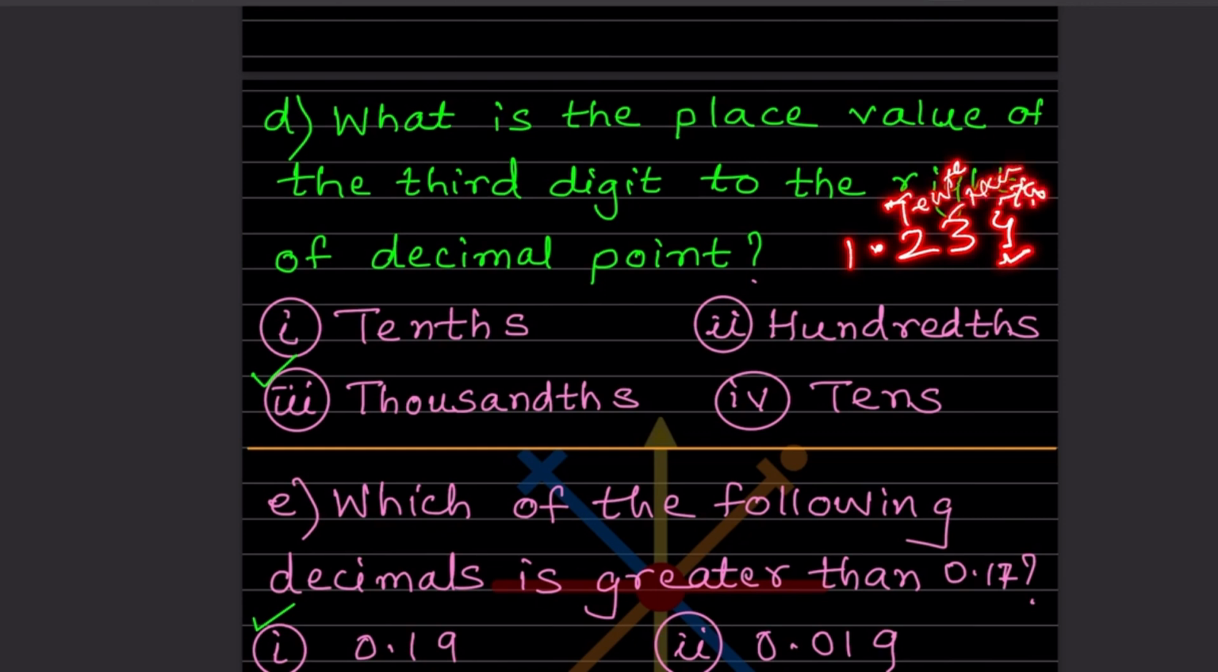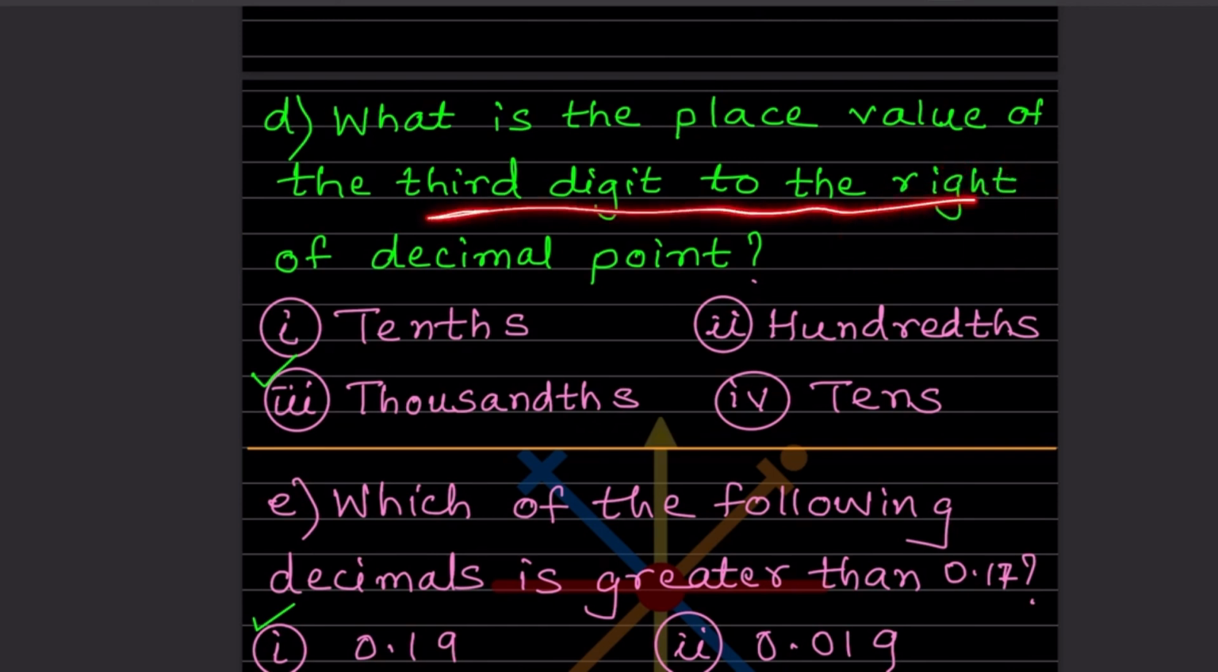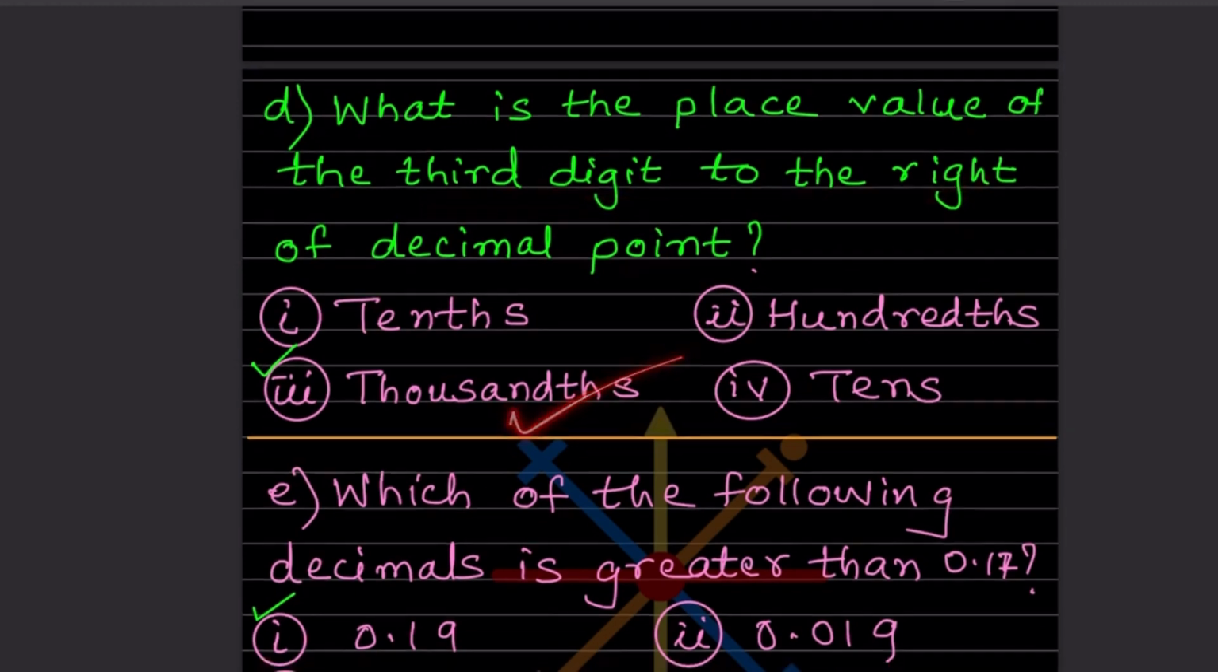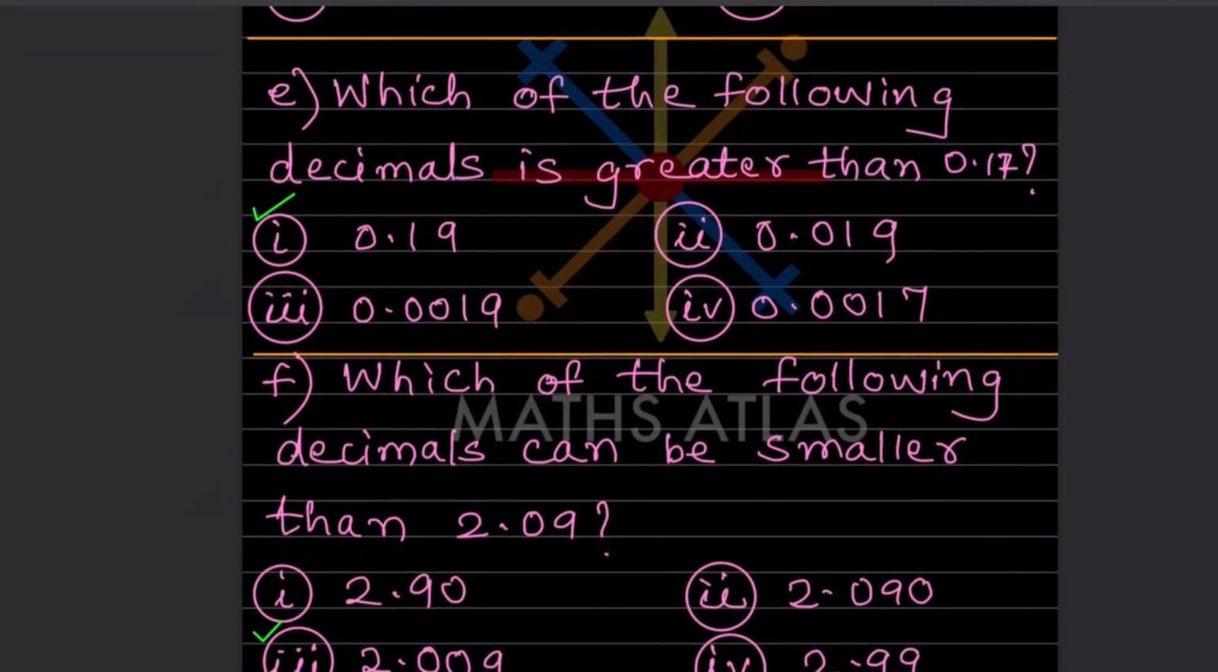So they say third digit to the right. Right means this side after the point, that will be thousandths. Which of the following decimals is greater than 0.17? Of course 0.17, this will be 0.19, because after 0.0 is there means that becomes smaller. 0.00 means this also becomes even smaller. So 0.19 is the correct option.